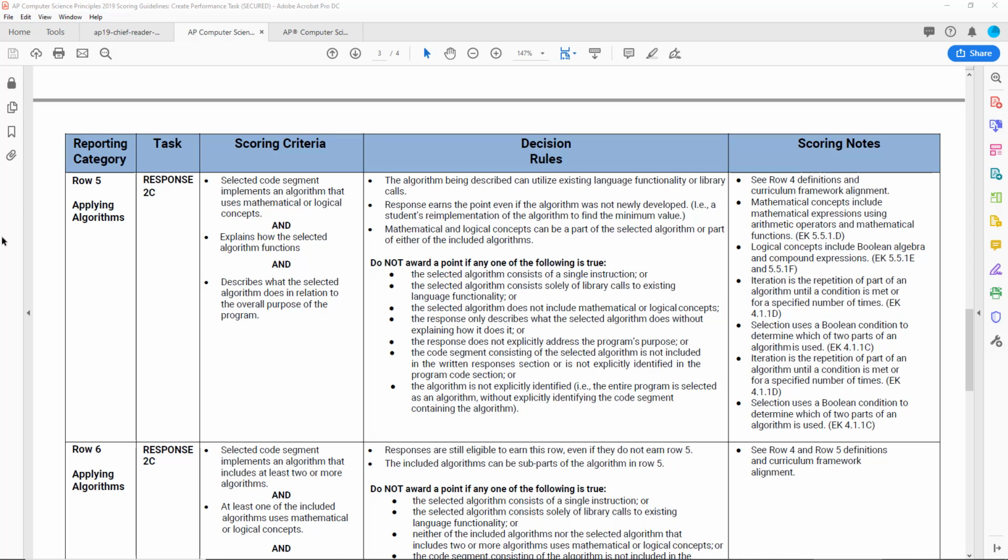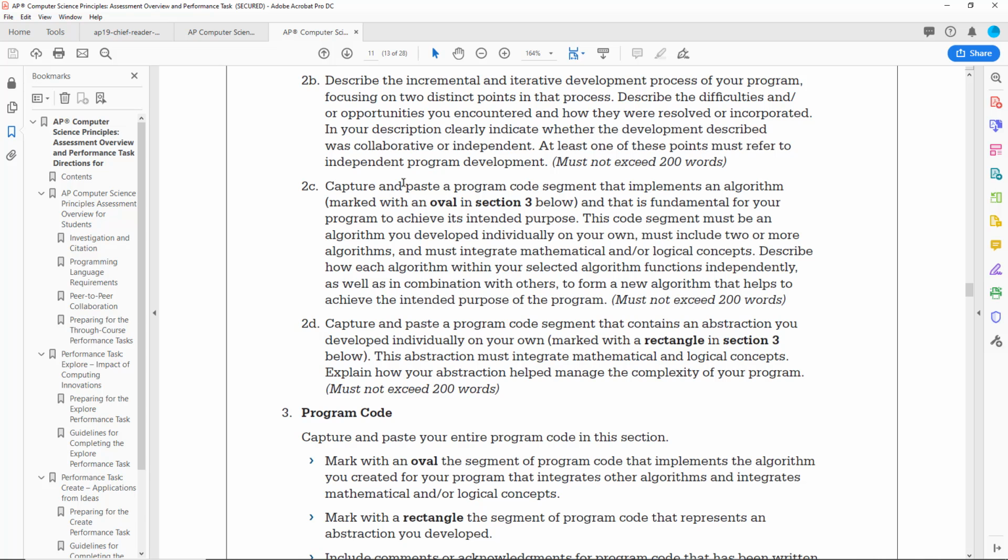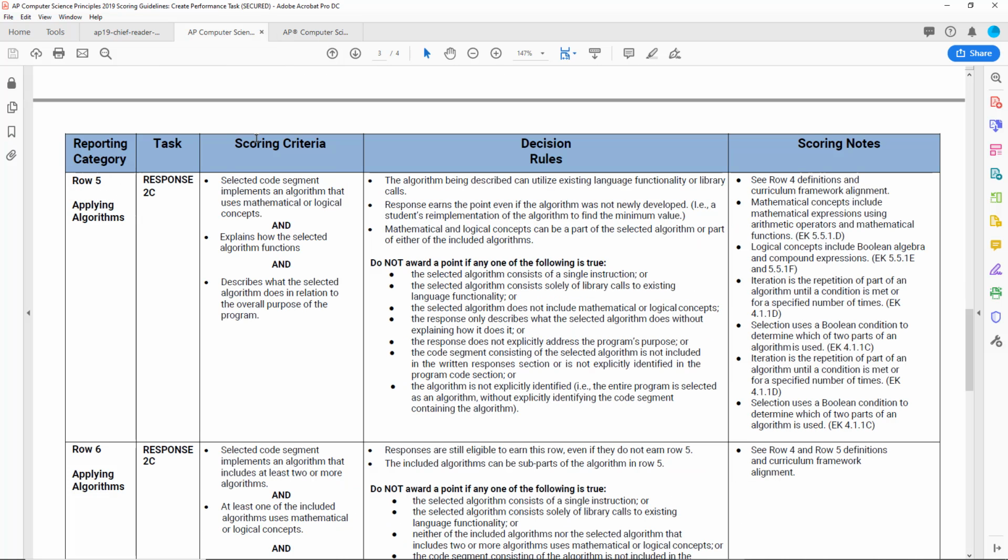All right, step 5, applying the algorithms. This is again where you have an oval around your algorithm and you talk about how you have 2 or more algorithms combined to make a new algorithm using mathematical or logical concepts. So for row 5, how do you get the point?